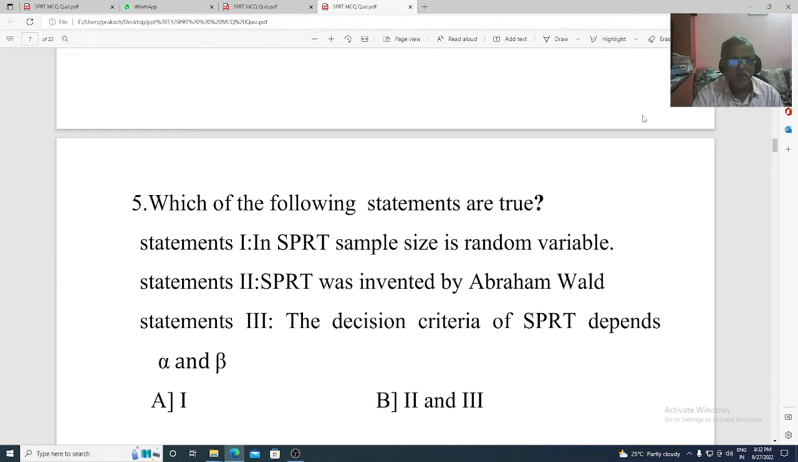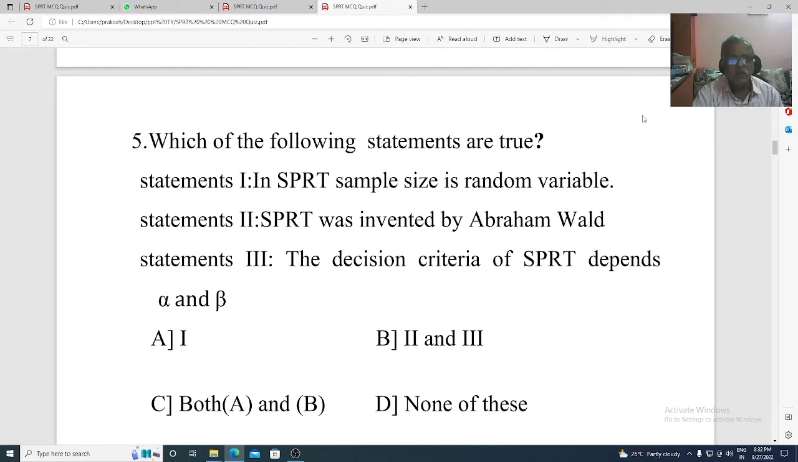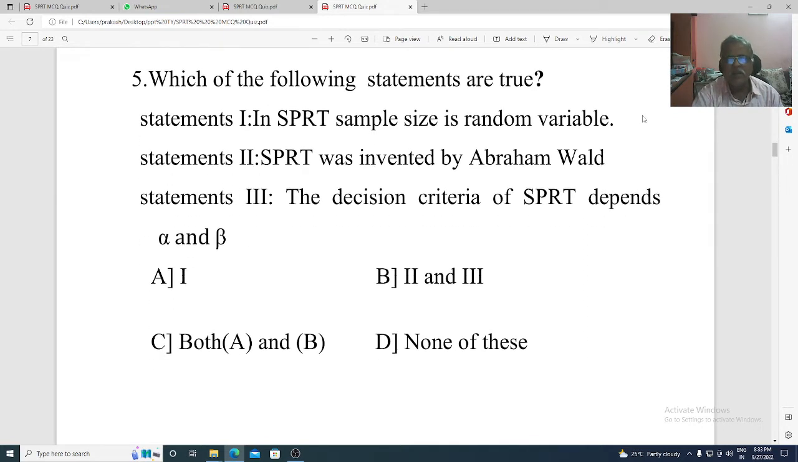Question 5. Which of the following statements are true? Statement 1. In SPRT, sample size is random variable. Statement 2. SPRT was invented by Abraham Wald. Statement 3. The decision criteria of SPRT depends on alpha beta. Option A, statement 1. Option B, statement 2 and 3. Option C, both A and B. And D, none of these. The correct option is option C, both A and B.